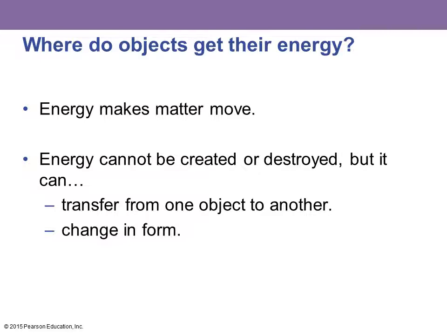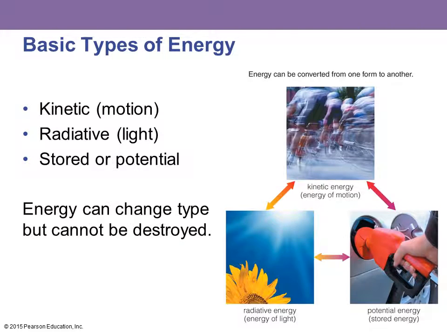So where do objects get their energy? Well, energy makes matter move. Energy cannot be created or destroyed, but it can transfer from one object to another, and it can change in form. So in other words, energy can be converted to matter, or matter can be converted back to energy, but energy in itself cannot be created or destroyed. You can't zero it out.